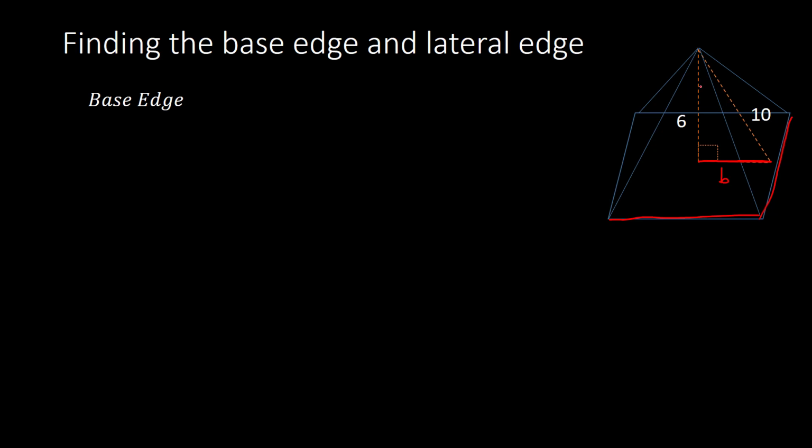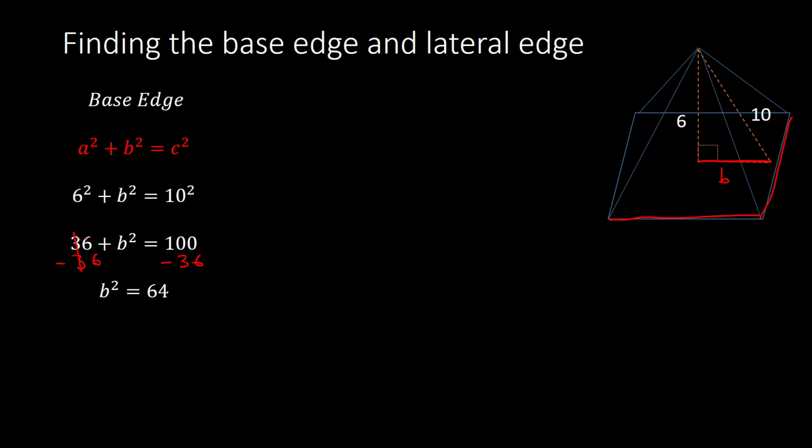So here, if I just use Pythagorean theorem, I have 6 squared plus b squared equals 10 squared. So this is a right triangle, 10 is your hypotenuse. I plug those numbers in, we get 36 plus b squared equals 100. We can solve for b by subtracting 36 from both sides. So now we have b squared equals 64. Take the square root of both sides, we have b equals the square root of 64, which gives me 8. So this length is 8, which means the entire base edge would be 16.